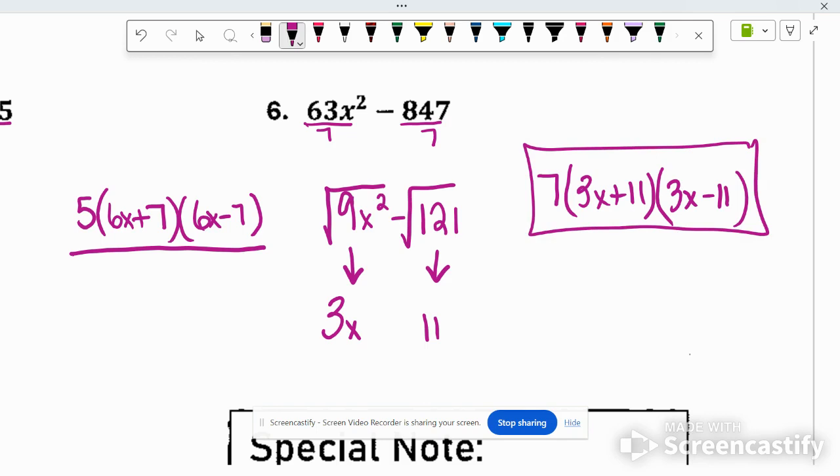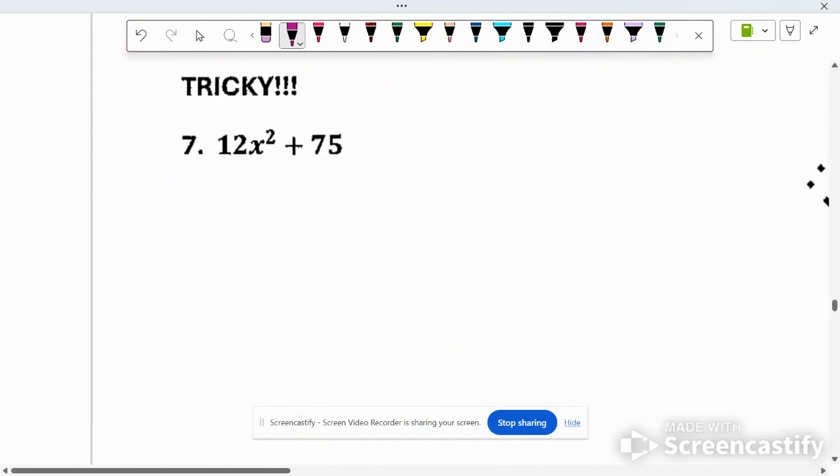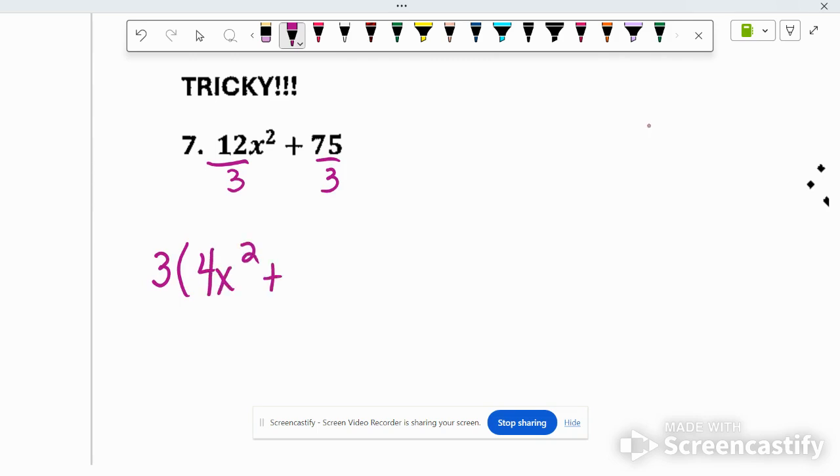What are y'all thinking? Good? Okay. So what about this one? Is there a GCF? 5. 12 is not divisible by 5, but you're close. There is a GCF. It's just not 5. 3. Yeah. So when I take a 3 out, I have 4x squared plus 25.